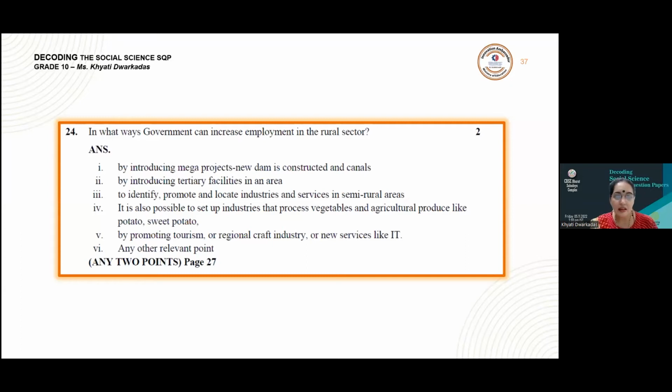In what ways can the government increase employment in the rural sector? Again, 2 points, 2 marks, but they don't tell the students write 2 points. So this is another glitch in the paper. This is a direct question. It is not an application question, Selva Kumar. This is given very much in the economics textbook. It's directly a lift of the economics textbook.